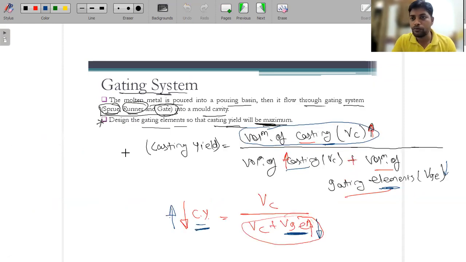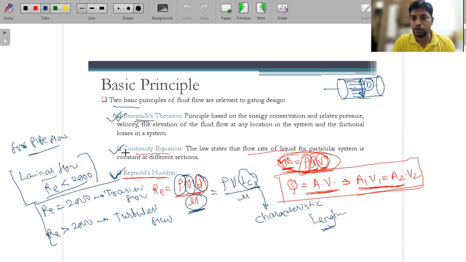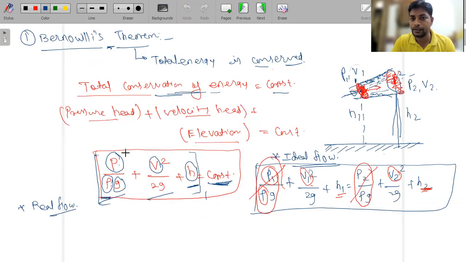Here, Arshad, I want to answer one of your questions that you asked. As you said, pressure head can be changed if the velocity changes. Yes, you're right, because if we talk about Bernoulli's equation generally, then this total term is equal to constant.